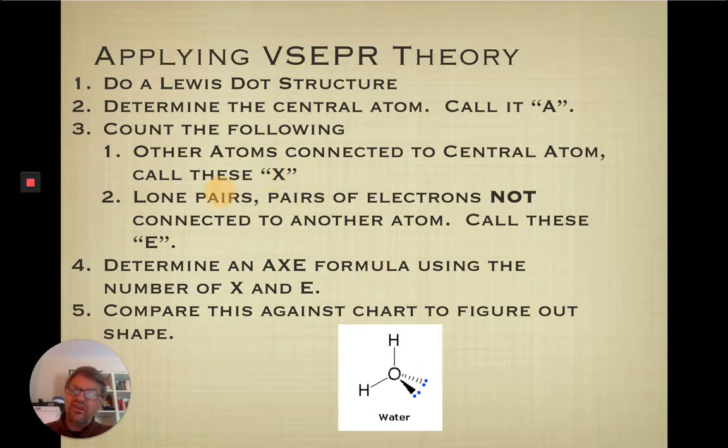Determine the X and E, other atoms and lone pairs connected to that central atom, okay? And then you use that to determine an AXE formula, where the number of X and E become little subscripts for X and E, okay? What do you do with that? You compare it against a chart to determine the shape. And the chart I will show you in just a moment. Okay? So in a nutshell, that's how you use this theory to determine the shape around a central atom. Okay?